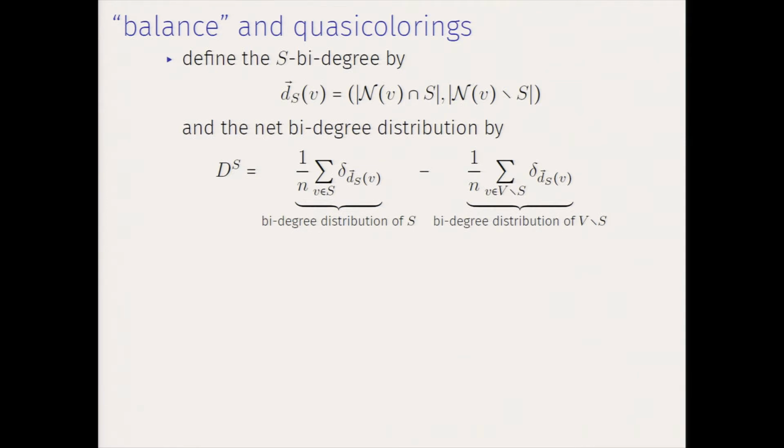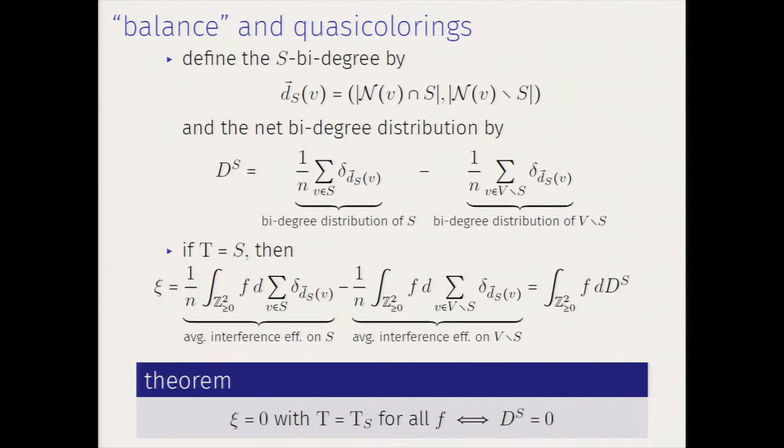I call it d_S. It's the net bi-degree distribution. What it is, it's the difference between the distribution of bi-degrees of members of S and the distribution of bi-degrees of members of the complement of S. So in terms of the notation, this is just the average. It's a sum of delta masses at the bi-degrees of all members of S, minus a sum of delta masses at nodes that are not in S. And the point of this distribution is it's closely related to the net interference effect. So basically, the net interference effect is going to be the integral of the interference function against this distribution.